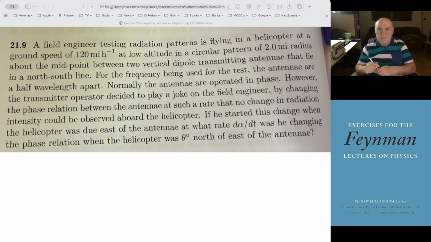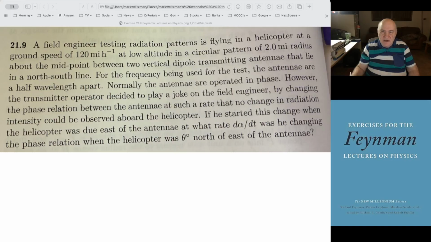So this is the problem. It's a long word problem, but it's an interesting problem, not difficult at all. A field engineer testing radiation patterns is flying in a helicopter at a ground speed of 120 miles an hour at low altitude in a circular pattern of a 2-mile radius, about the midpoint between two vertical dipole transmitting antennae that lie in a north-south line. For the frequency being used for the test, the antennae are a half wavelength apart.